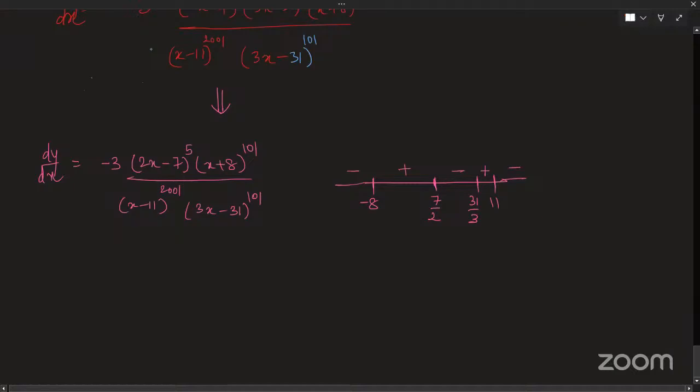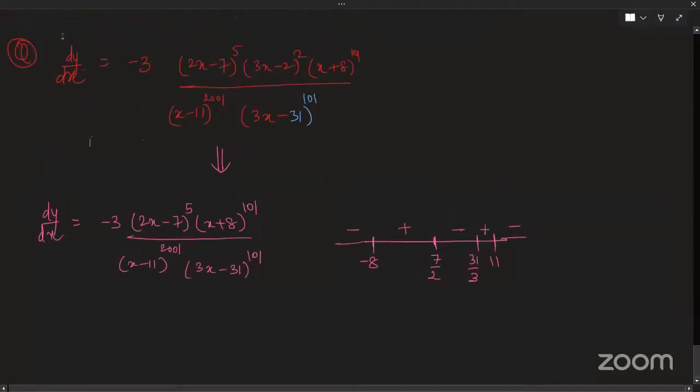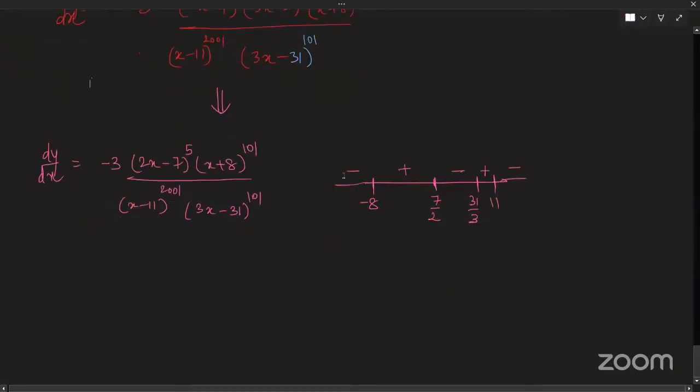Now can you tell me in what intervals will my function y of x be increasing and decreasing? What will be those intervals where my function will be increasing or decreasing? -8 to 7 by 2. Will it increase or decrease? Increase, sir. What about 7 by 2 to 31 by 3? Decrease, sir. Great.